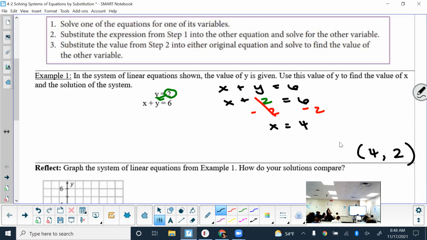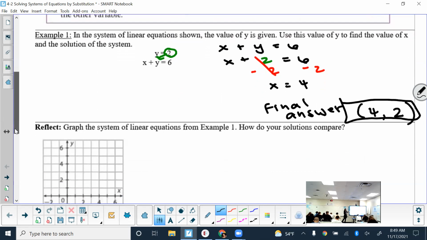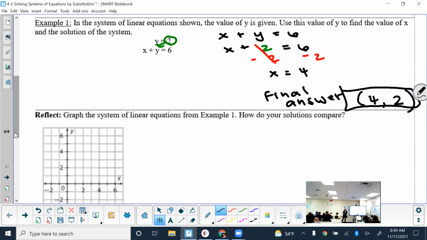All right, so we know that our answer is 4, 2, because it should be written as a coordinate. Did that by substituting it into the other equation. Now compare it to what we did yesterday for graphing. Both of those I can graph. Just what form do they need to be in order for me to graph them?